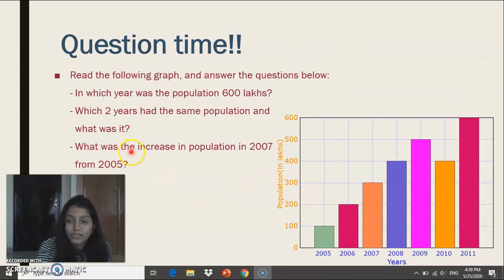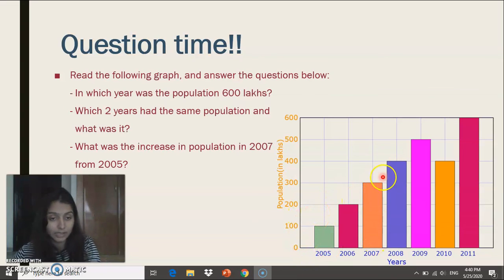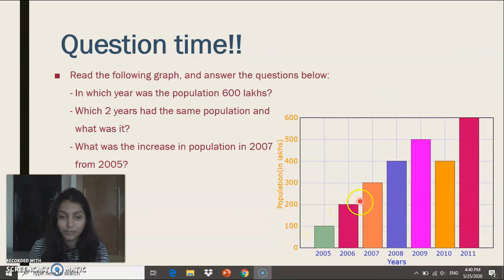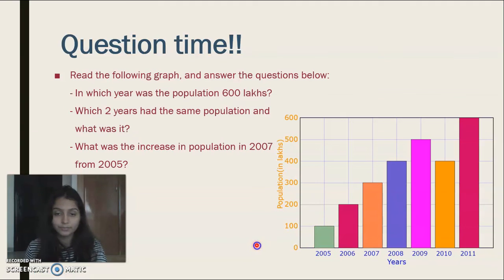Then, what was the increase in population in 2007 from 2005? In this question, they're asking you to draw a comparison between the number of people in 2007 and 2005. As you can see, the bar of 2007 is higher. That means there were more people in 2007 than 2005. How many people were there in this year? 300 lakhs. And how many people in this year? 100 lakhs. To find the difference, we will subtract 100 from 300 and get 200 lakhs as the answer. Now let's look at the answers.